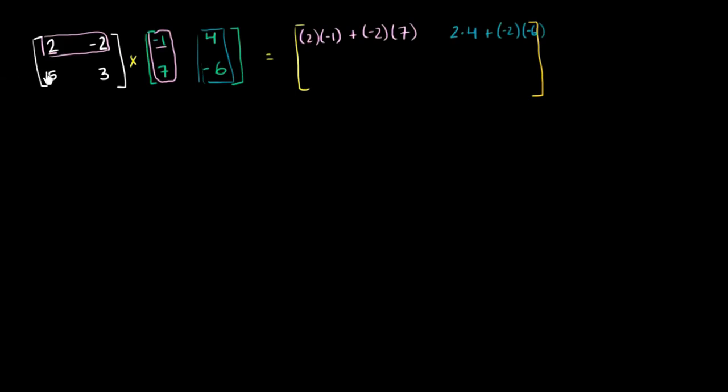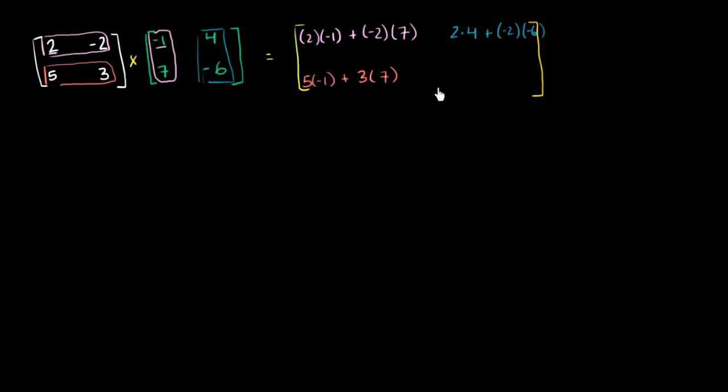Sometimes matrix multiplication can get a little bit intense. So we're now in the second row. So we're going to use the second row of this first matrix. And for this entry, second row, first column, it's 5 times -1 plus 3 times 7.